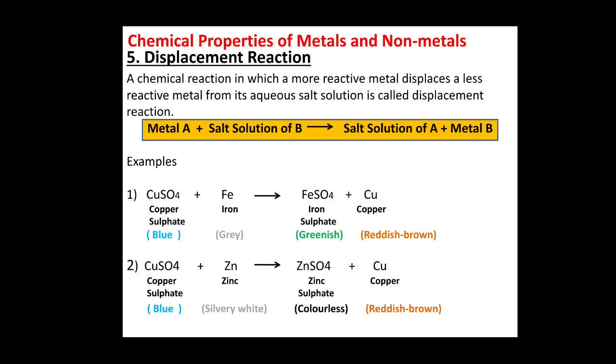Similarly, when into the copper sulfate solution zinc is dipped, then zinc sulfate is formed along with copper, because zinc is more reactive, so it displaces copper from the copper sulfate solution and forms zinc sulfate. Clear?